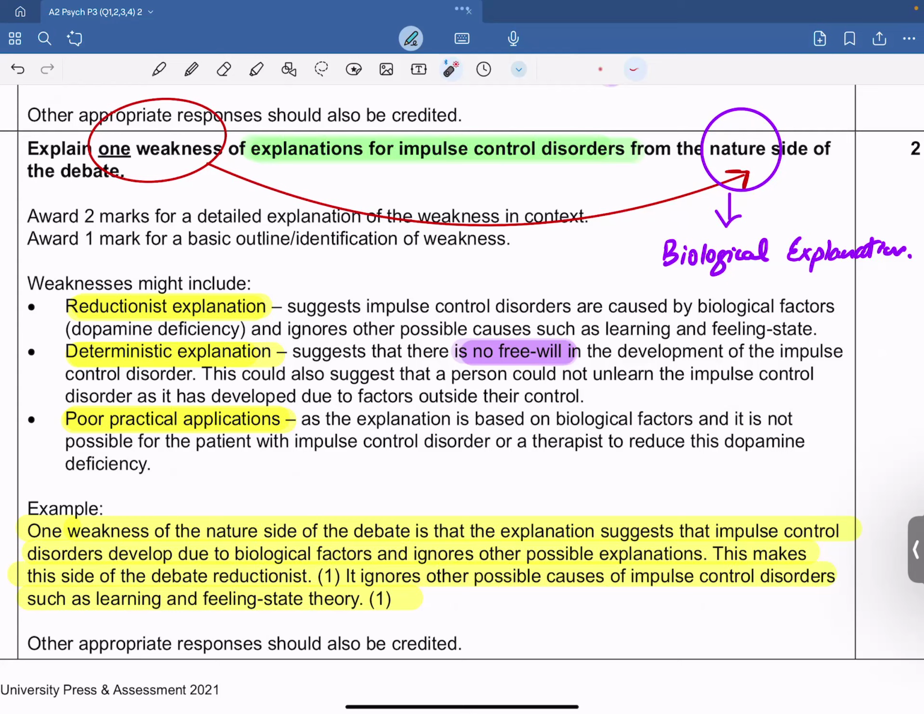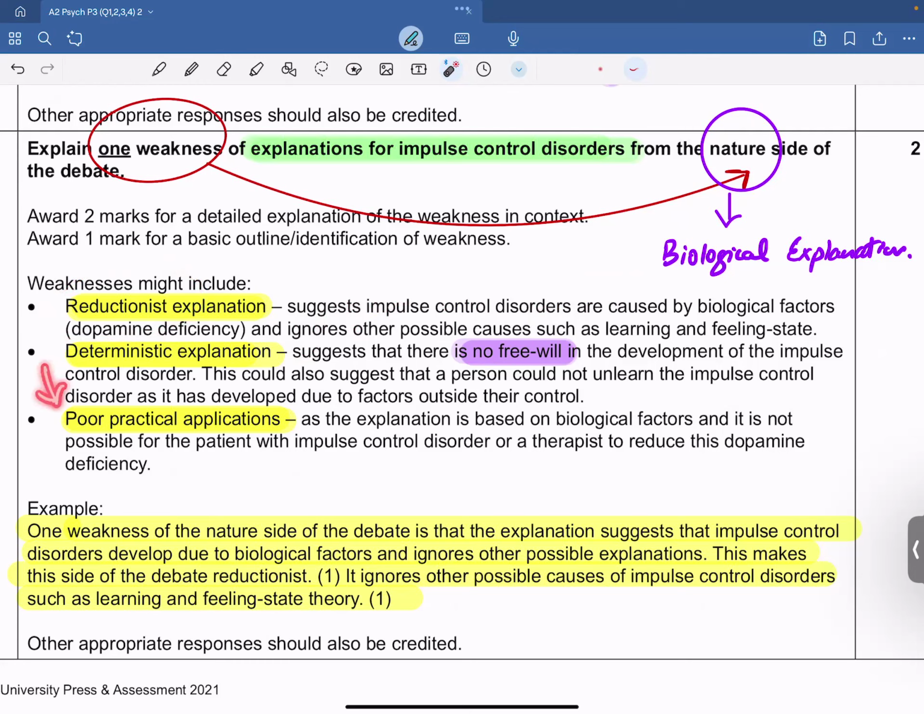So moving on, the determinist explanation. This suggests that there is no free will in the development of impulse control disorders. This could also suggest that a person could not unlearn the impulse control disorder. It has developed due to factors outside their control. For determinism, you should know on one end you have determinism, and on the other end you have free will. I'm sorry, for reductionism, on one hand, you have reductionism, the second hand, you have holism, the holistic approach.